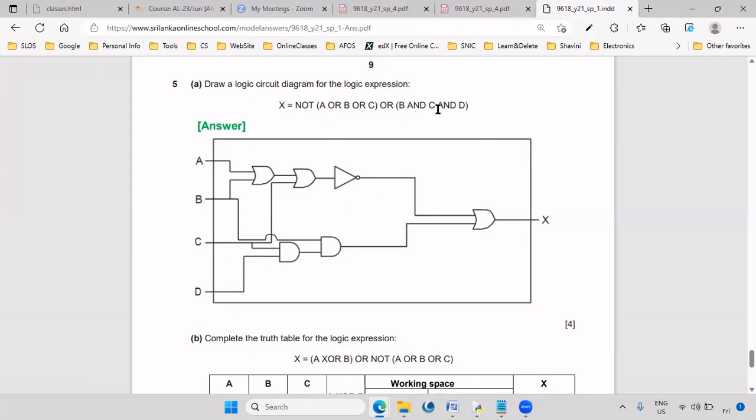Then the second part is B AND C AND D. Sorry, C and D first, and then with the result of that, B comes in. So B AND C AND D. That also goes through this OR gate.